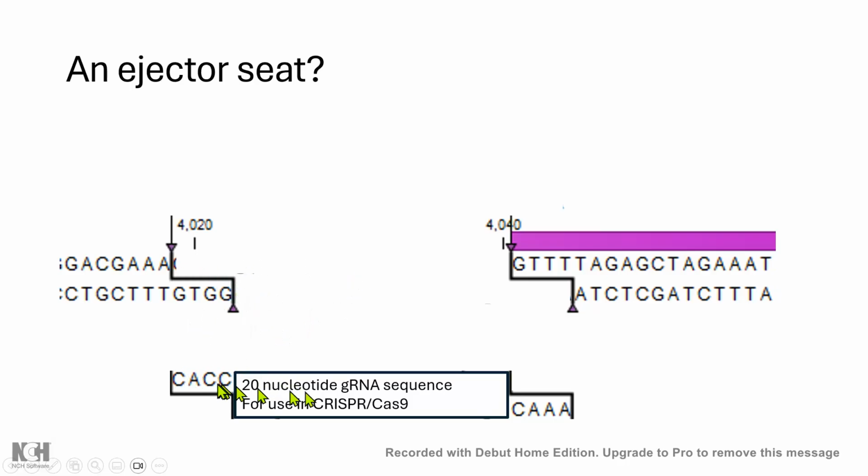You lovingly ligate in this region. All of a sudden, the resultant section is 20 nucleotides to recognize your target, and then here's the backbone that triggers Cas9. Beautiful.